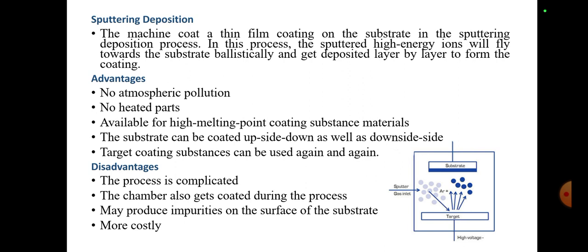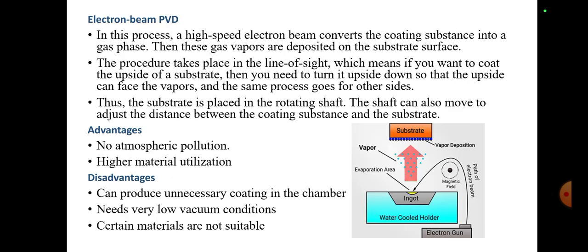The substrate can be coated on the upside and downside. Target coating substances can be used again and again. Some disadvantages are that the process is complicated. The chamber also gets coated during the process, it may produce impurities on the surface of the substrate, and it is very costly.